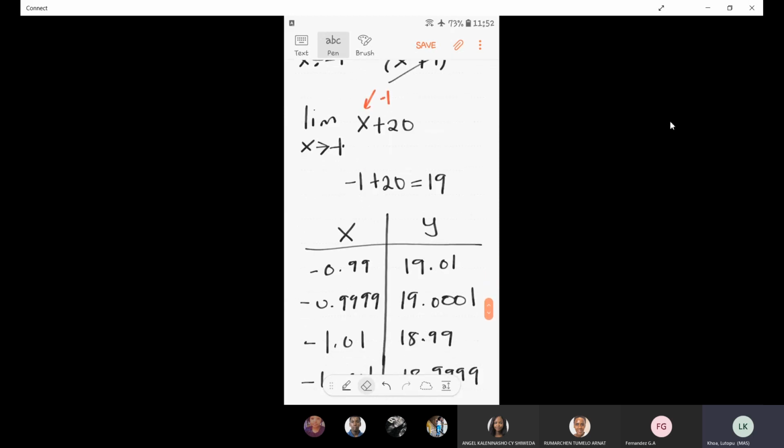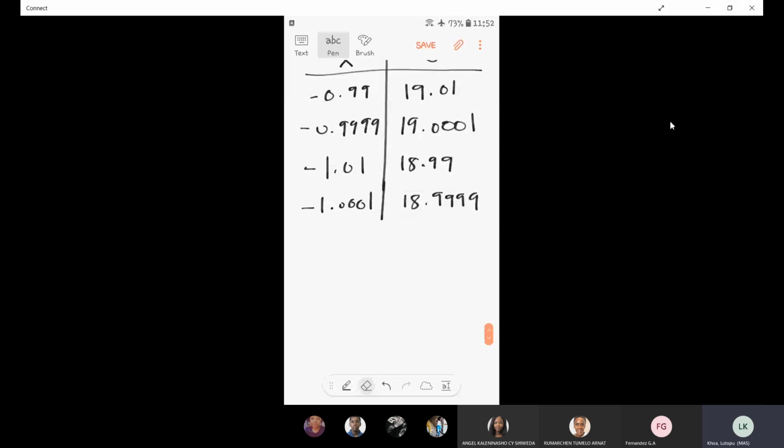So one way to find the limit is by using a table. Another way to do it might be by simplifying the expression that we have and then substituting. And another way is just substituting from the beginning if we don't have any problems in our substitution.